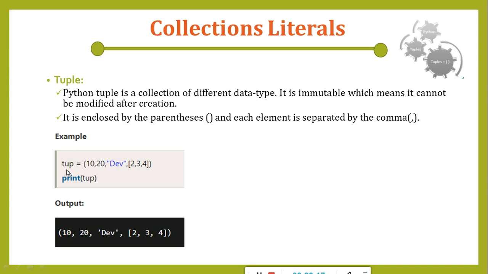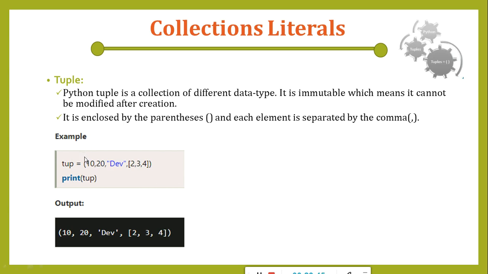So here we can see a tuple is created. Tup is the name of a variable, and we are assigning the values 10, 20, then one string, dev, and again a list. So this is another collection literal we are assigning as a value in a tuple. Within a tuple we can have a list, another tuple, a set, or a dictionary. Different data type collections we can store.